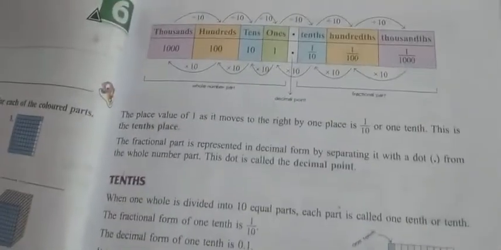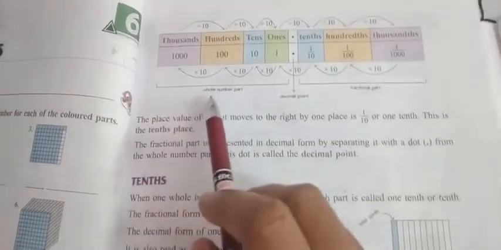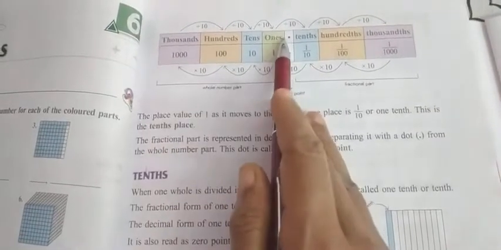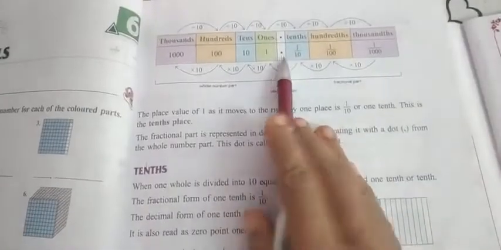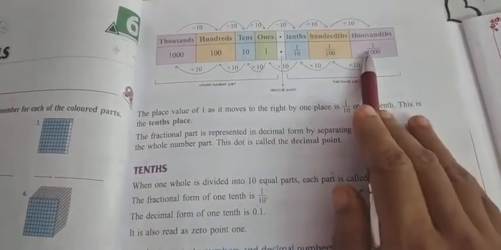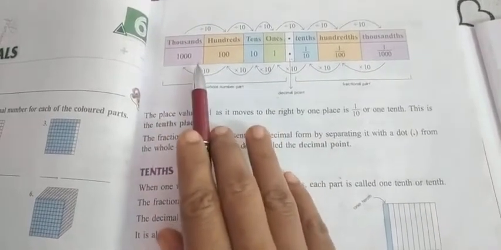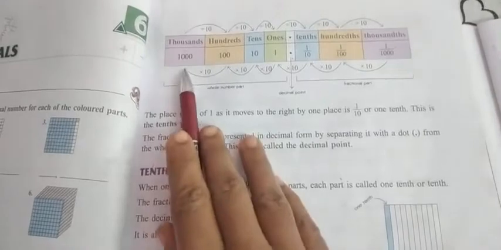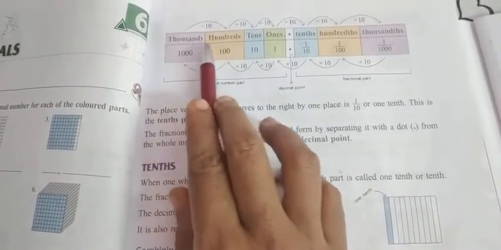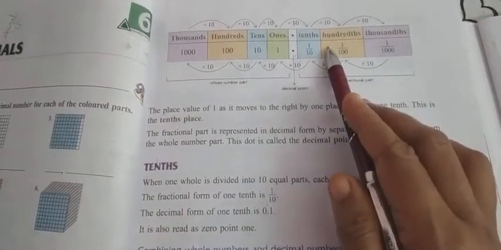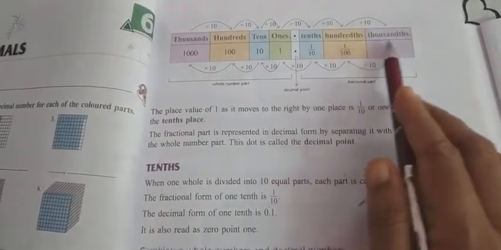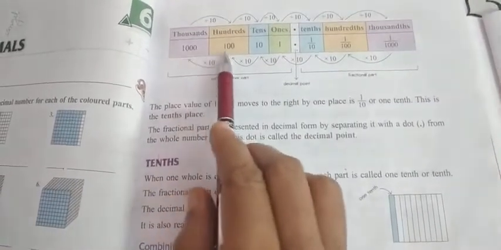This is a warm-up sum. Okay, now look at page number 75. For example, here we have the point in the middle, right? After the point, whatever number comes is called the right side. Before the point, the number that comes we call the left side number. The left side will have thousands, hundreds, tens, ones, and then the right side columns: tenths, hundredths, thousandths. Got it? 1000, 100, 10, 1.